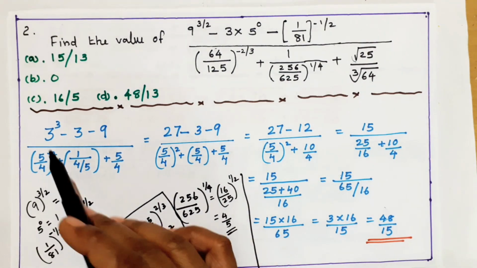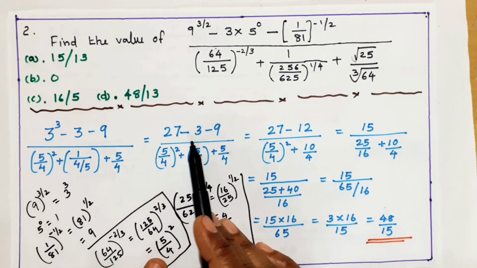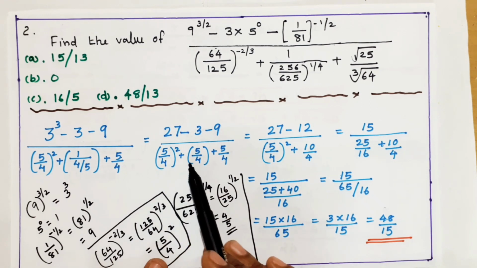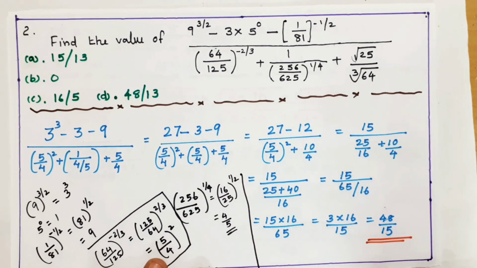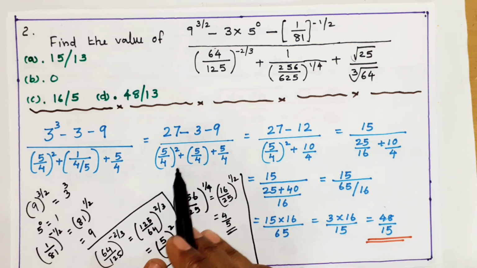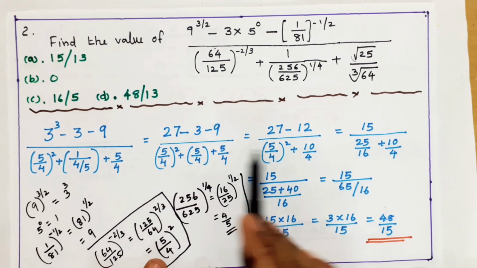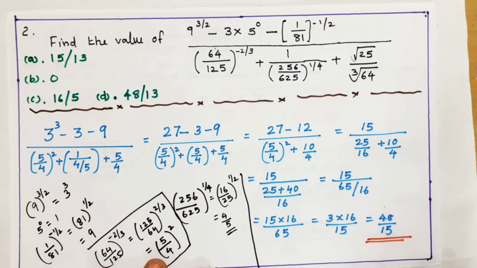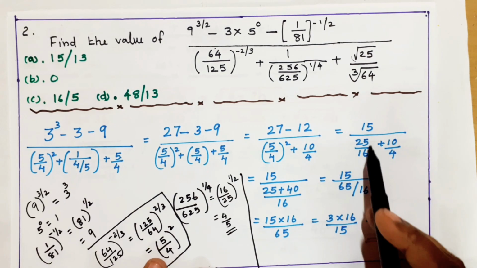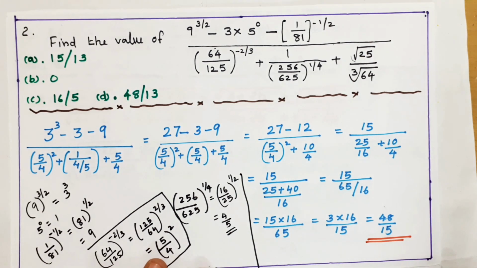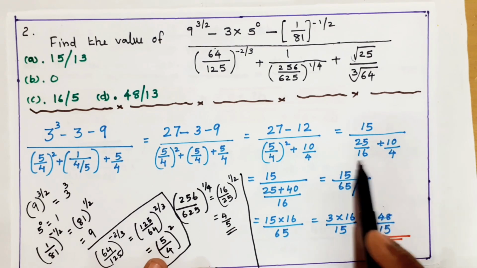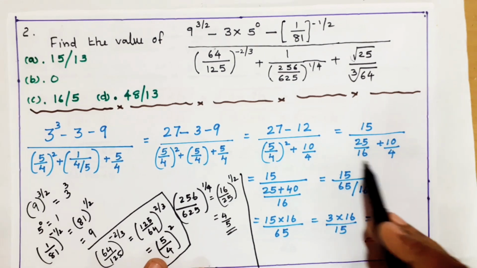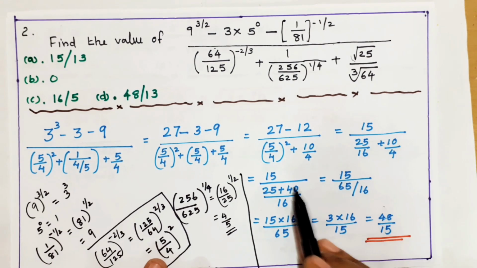Now it's simple. 3 cubed is 27, minus 3, minus 9 by 5 by 4 the whole square, plus 5 by 4 plus 5 by 4. If you see this one, 27 minus 12 divided by 5 by 4 the whole square plus 5 plus 5, 10 by 4. That is 15 by 25 by 16 plus 10 by 4. That is 15 by, if you take the LCM of this one, 16. So it is 4 into 10, 40.